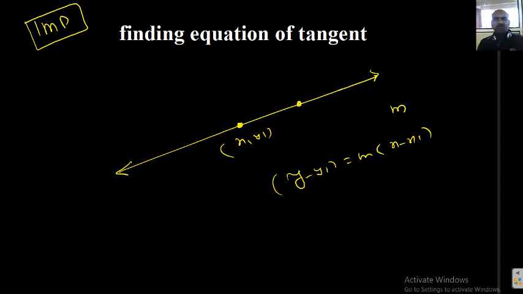Okay, if you want to find the equation of a straight line, we need at least 2 points on that line, or 1 point and slope. Then you can find its equation by using this formula: y minus y1 equal to m times (x minus x1).